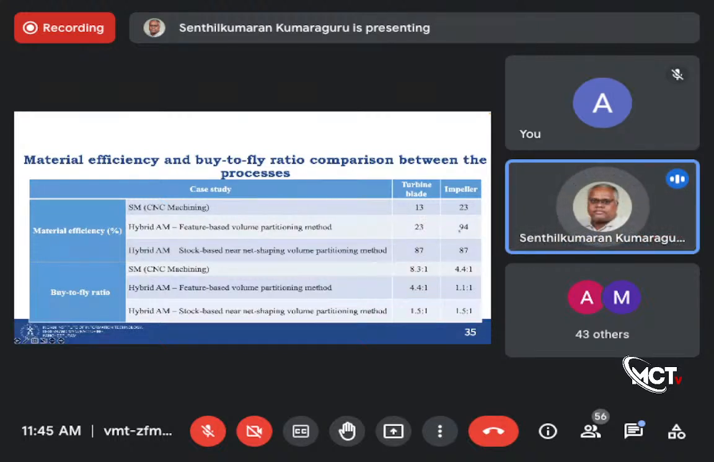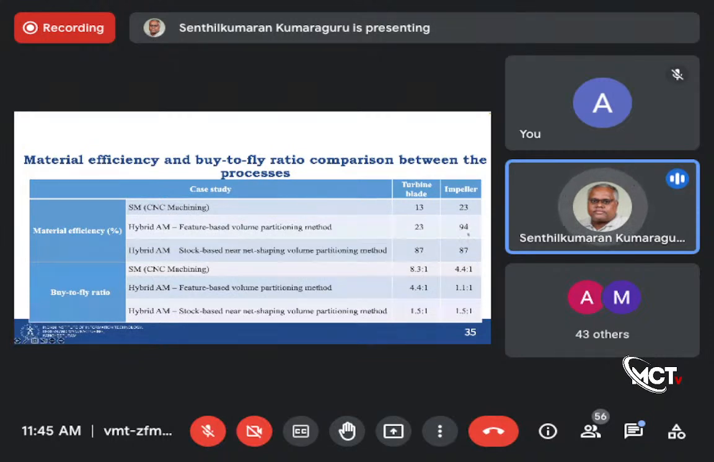So that's the reason why the material efficiency for the turbine blade is poor. But comparatively, the impeller had excellent material efficiency in the case of a feature-based approach. The reason for this is that the features, even though they are free-form features, are single-axis features. They are not in multiple axes. So your deposition time and deposition angles are not so complex for the impeller. So that's why you have a better material efficiency.